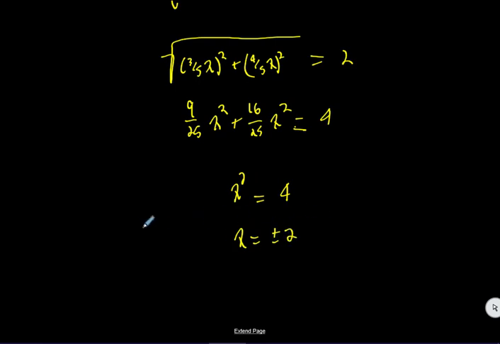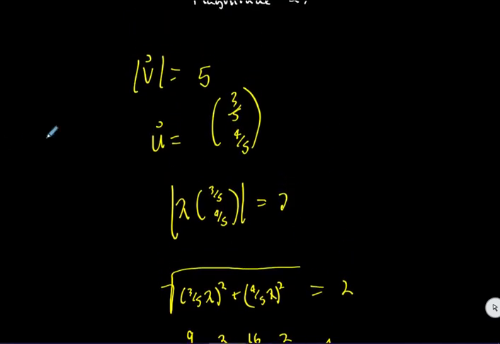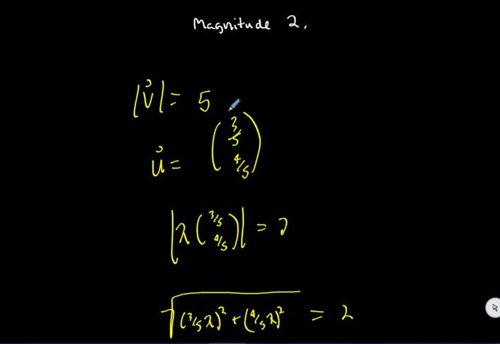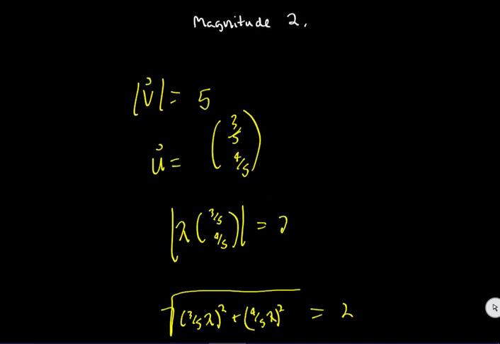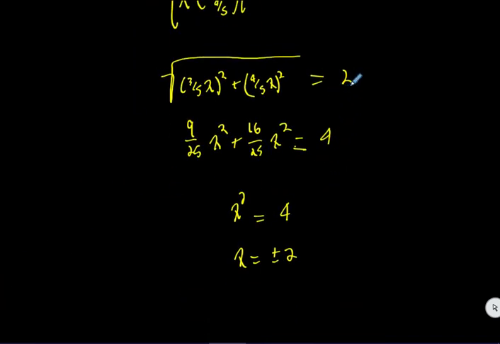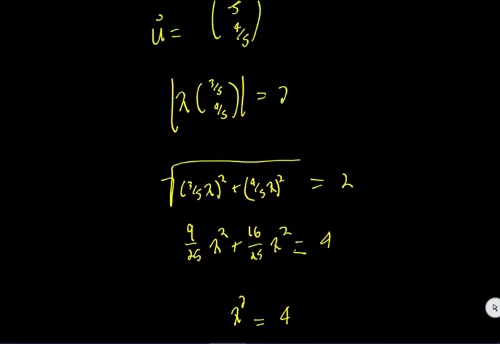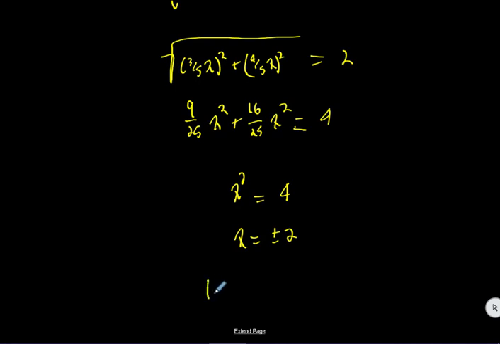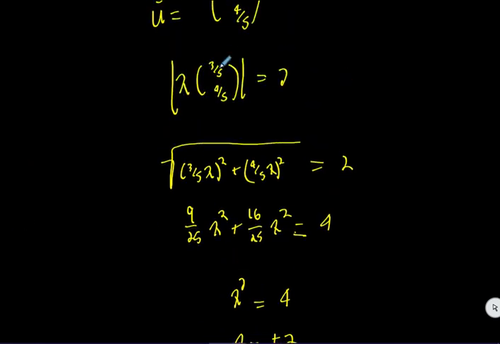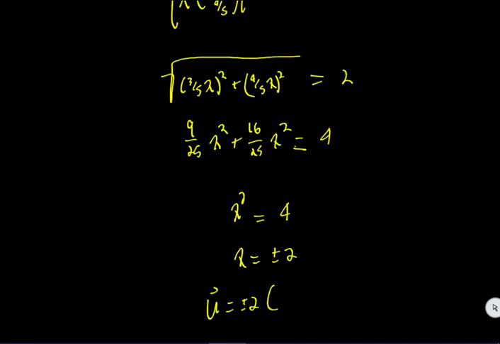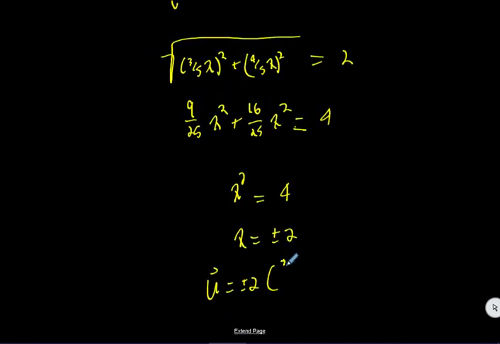So what does this tell me? I can scale this unit vector that I found in two ways, where lambda ends up with a magnitude of 2. That means my vector u can have a scalar of plus or minus 2 using the unit vector that we found to be 3/5, 4/5. So I can have two different vectors that will have a magnitude of 2.